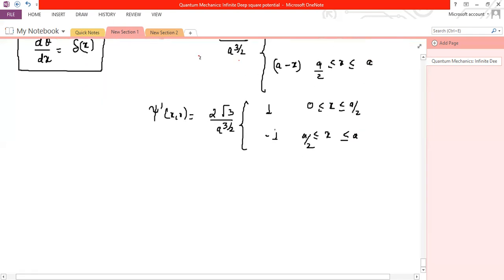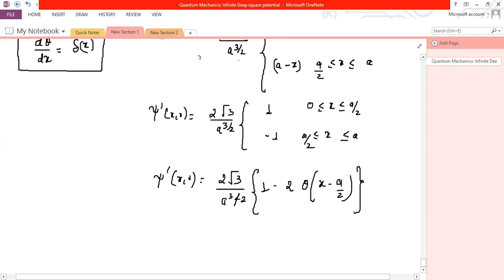So if I want to express this, clearly there is a jump of magnitude 2 at a by 2. So how would I write it? I will write the derivative in terms of the unit step function: 2 root 3 upon a raised to power 3 by 2. This is constant. Times 1 minus, I want to give a jump of 2, so 2, and I know that the jump is at x equals a by 2, so the unit step function of x minus a by 2.